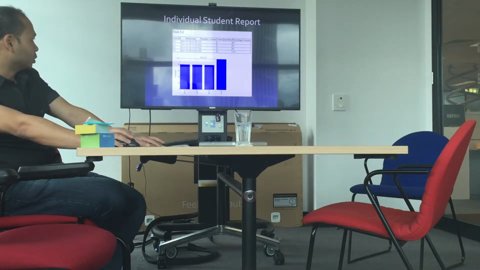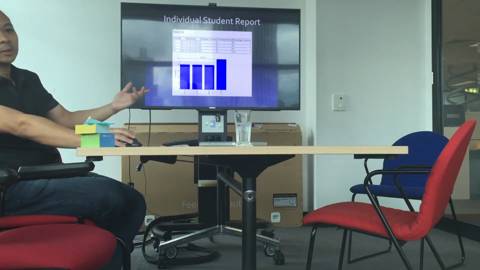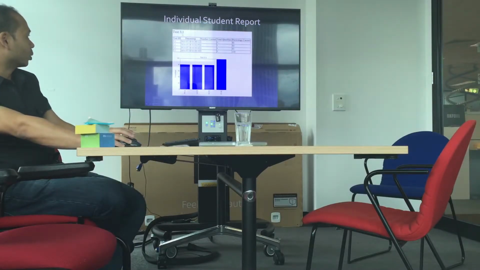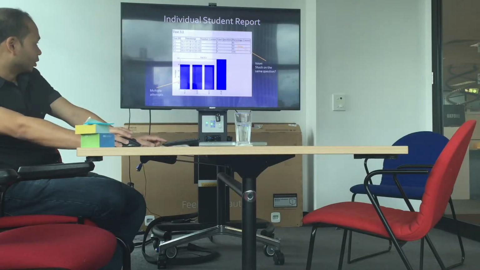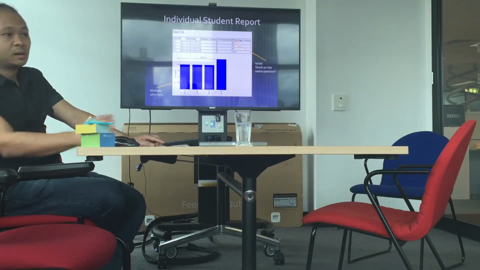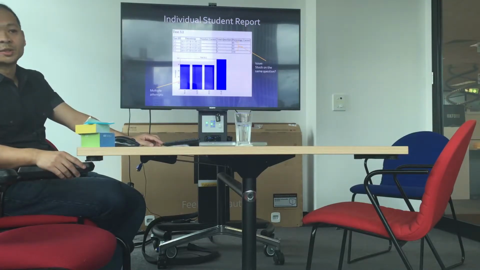So this is an individual student report. This would be for a particular student on test 3.1: how many times they've attempted it, the scores that they've received. So this is a graph. The scores have improved a bit. For example, here, 3 times in a row they've gotten 80%, or they're stuck on the same particular question.